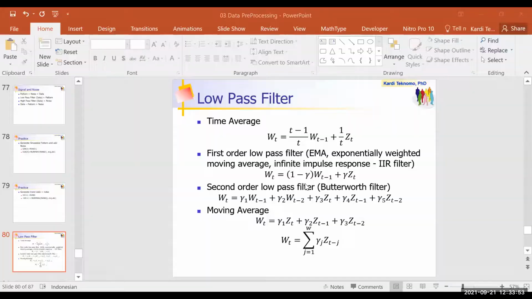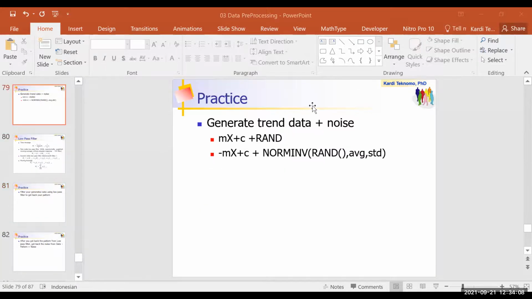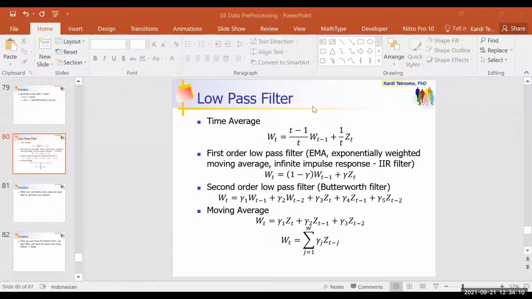Then you will apply what is called low pass filter. Can you see my screen? Yes. Okay, there are many low pass filter here. I presented here how many? Four. Right? So I presented four. You can select one of them, or you can try four of them. Maybe four of them will be better. The first one is called time average filter. The second one is called EMA.